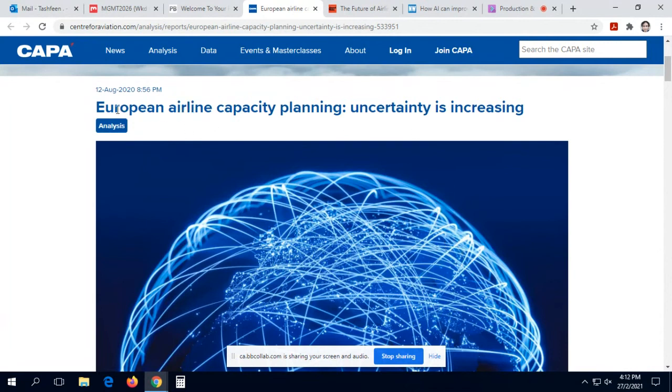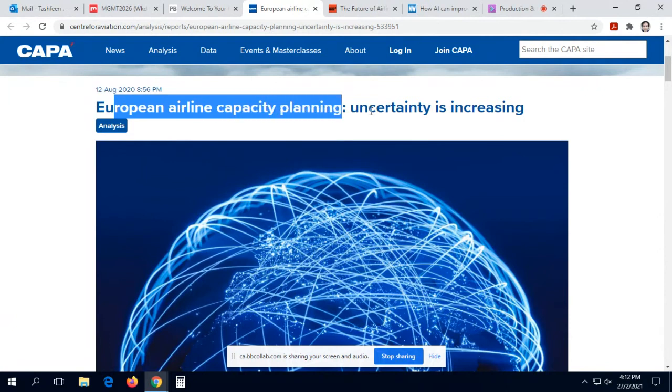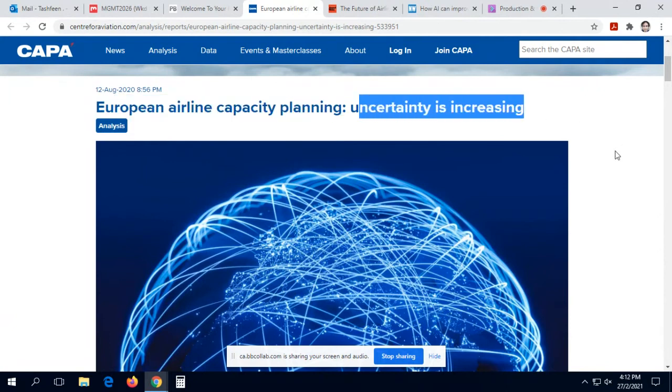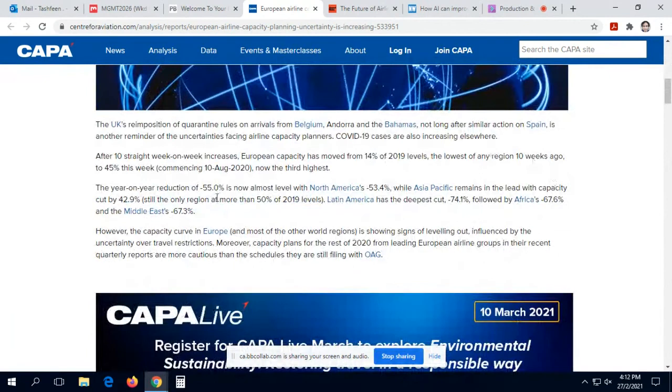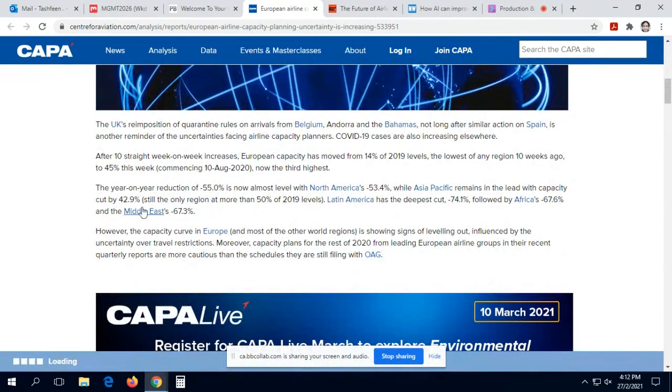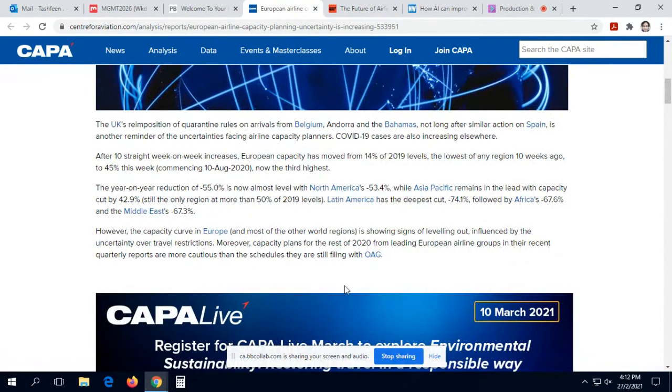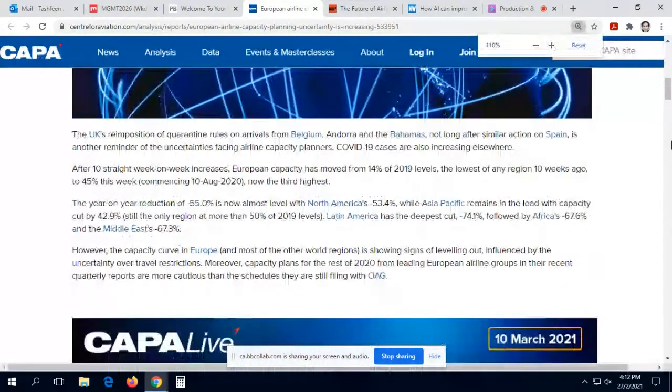So this is very interesting. European airline capacity planning uncertainty is increasing because of the situation in the world, but there are so many other factors. What I wanted you to pay attention to is that this capacity planning would be dependent on, if you can read the screen as I am talking, or just glance through. You don't have to read word by word, just glance through the screen and try to get a feel for what they are trying to say.